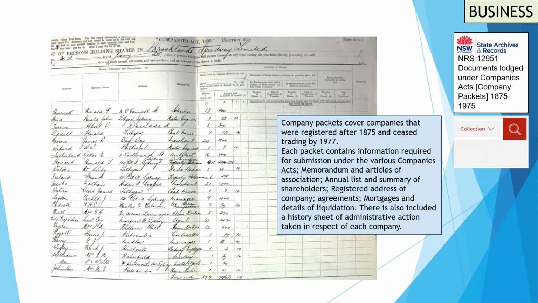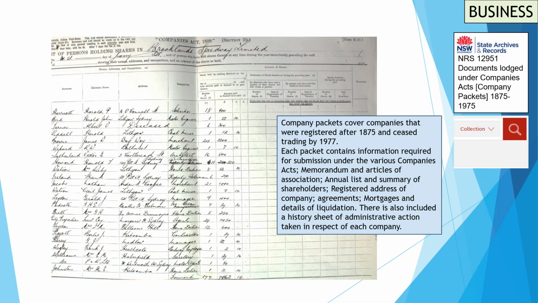Company packets are listed in collection search, and it's for the period 1875 to 1975. But generally speaking, they are the companies that are dead. We call them the dead companies indexes. Essentially, if a company is still in action, you won't find them in archives, but if the company is officially out of business, you might find them.